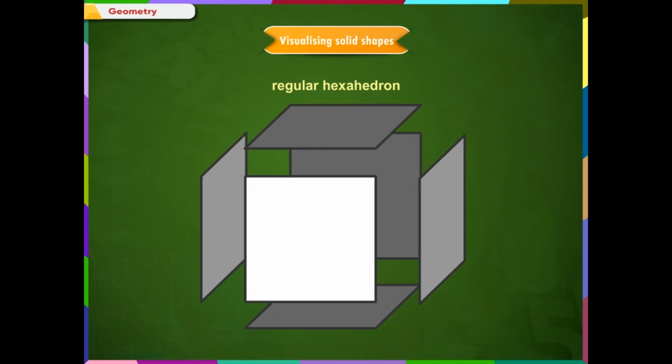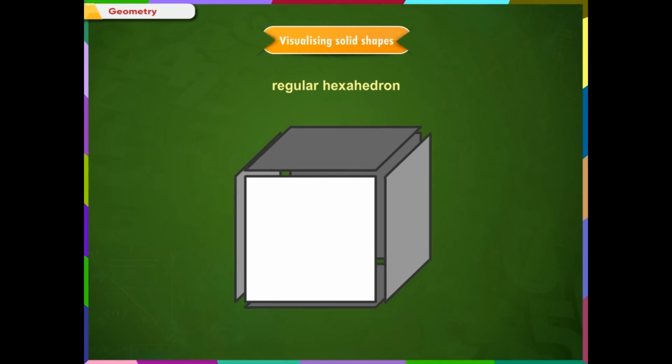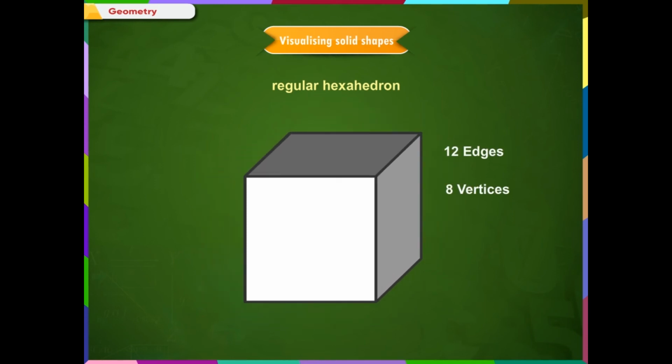A regular hexahedron consists of 6 faces. Each face has 4 edges and is a square. It has 12 edges, 8 vertices, and at each vertex 3 edges meet. A cube is also called a hexahedron because it is a polyhedron with 6 faces.